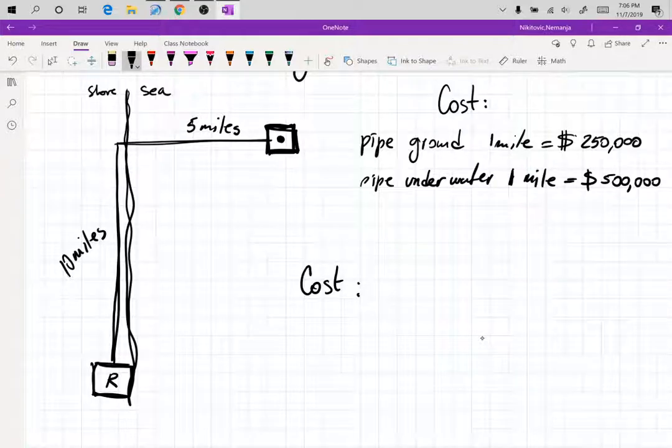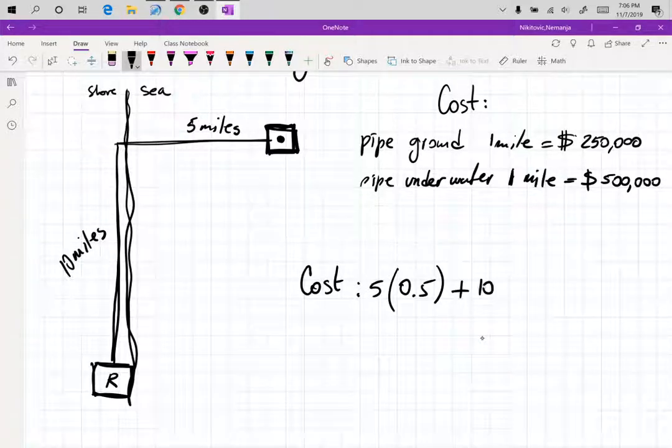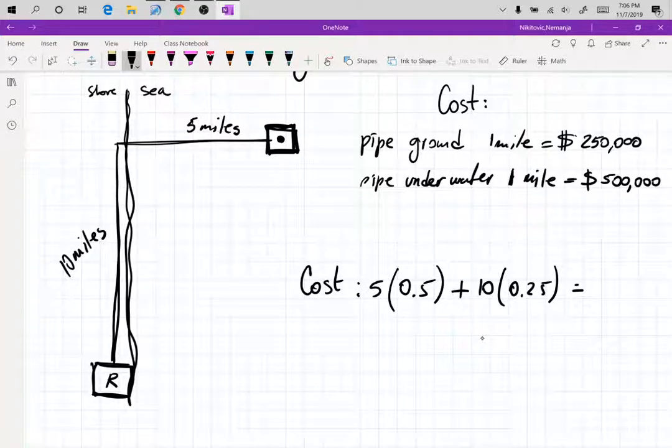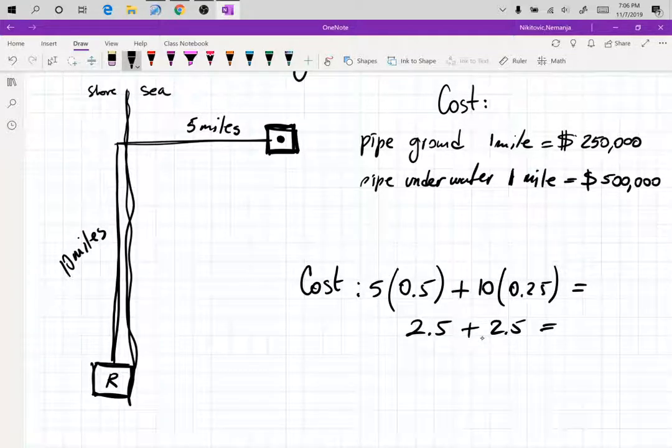You can calculate the cost as 5 miles underwater times 500,000 plus 10 miles on the ground times 250,000, which is going to give you 2.5 mil plus another 2.5 mil, so $5 million to make the pipeline. They're going to obviously make that up in 15 minutes, but that's okay.